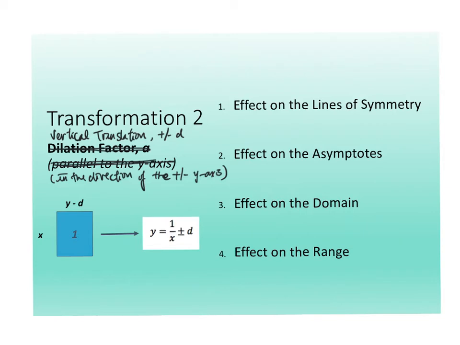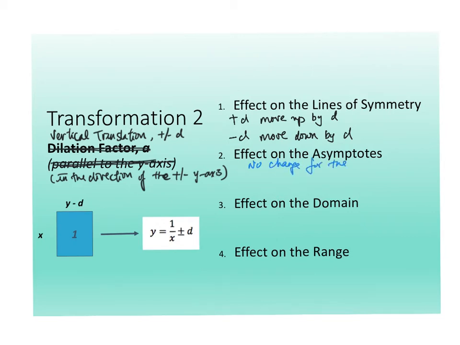Alright, so we are going to look at the effect on the lines of symmetry and look at the effect on the asymptote, the effect of the domain, and the effect of the range. We will do so by looking at the graph of y equals 1 over x minus 2. So, effect on the line of symmetry. What happened? If it is plus d, we move up by d. Minus d, we move down by d.